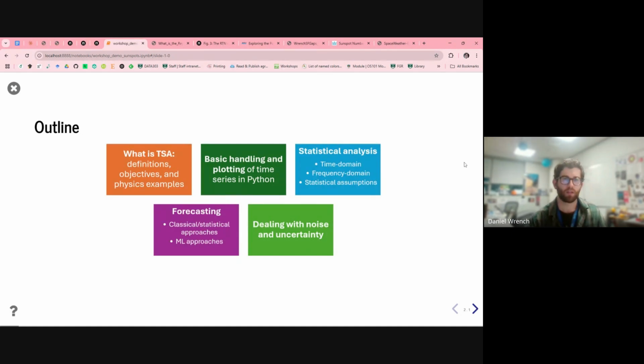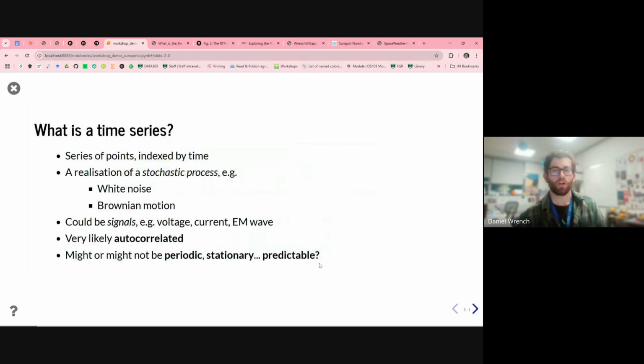Okay. So then moving on to some basic definitions. So what is a time series? Very simply, it's a series of points, a series of measurements which are indexed by time. Okay, that's the crucial part. It's a sequence of observations.